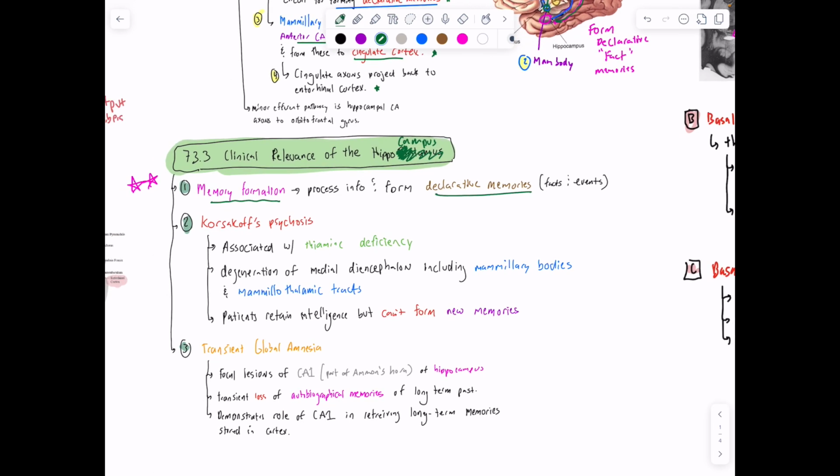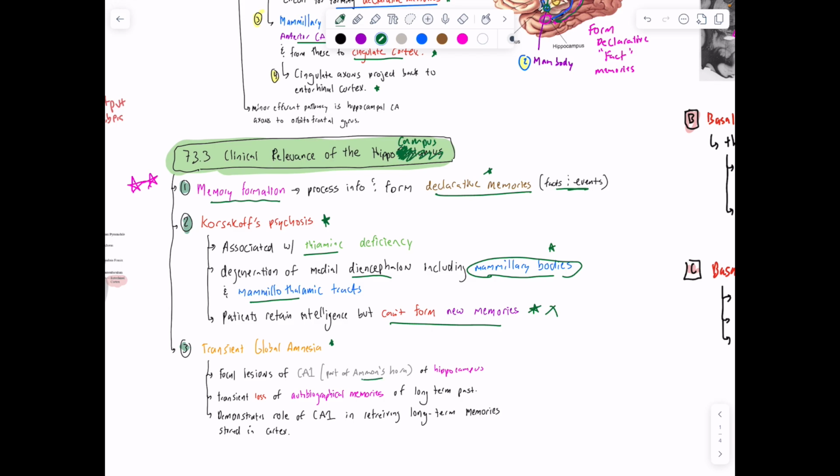We also have a disorder called Korsakoff's psychosis, which is associated with thiamine deficiency. Basically you have degeneration of the medial diencephalon. Remember, we say the diencephalon for the thalamus, hypothalamus, that region. It includes the mammillary bodies and the pathway between the thalamus and the mammillary bodies. Because the mammillary bodies are involved in the formation of fact- and event-based memories, if you have Korsakoff's psychosis, you have damage to the mammillary body pathway that the hippocampus is all about, so you can't form new memories.